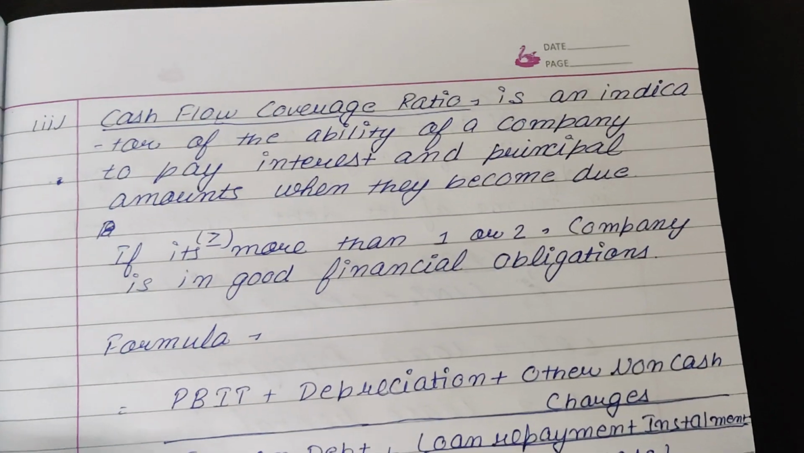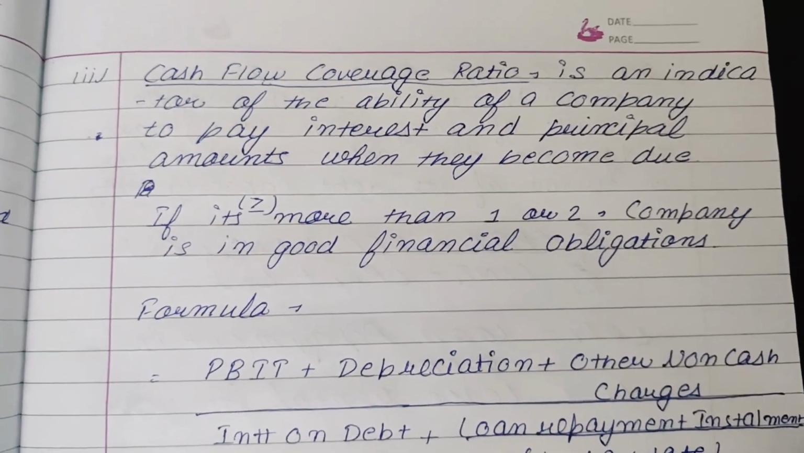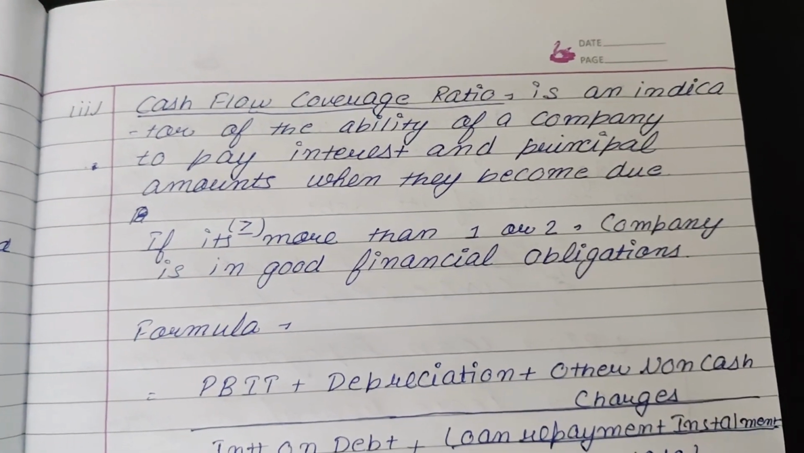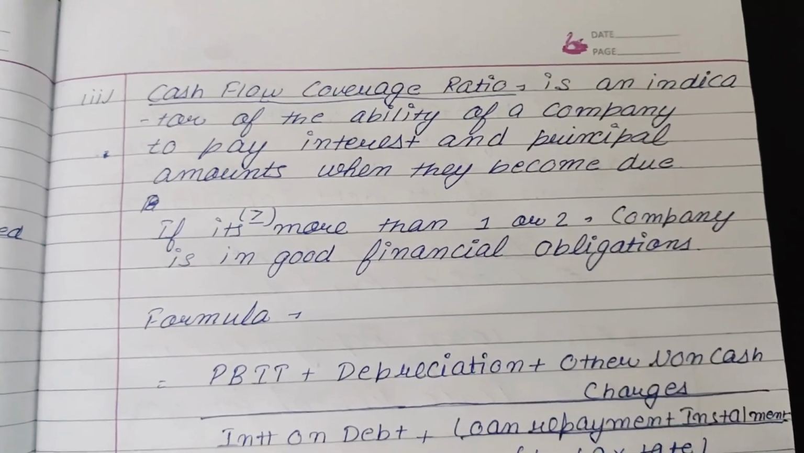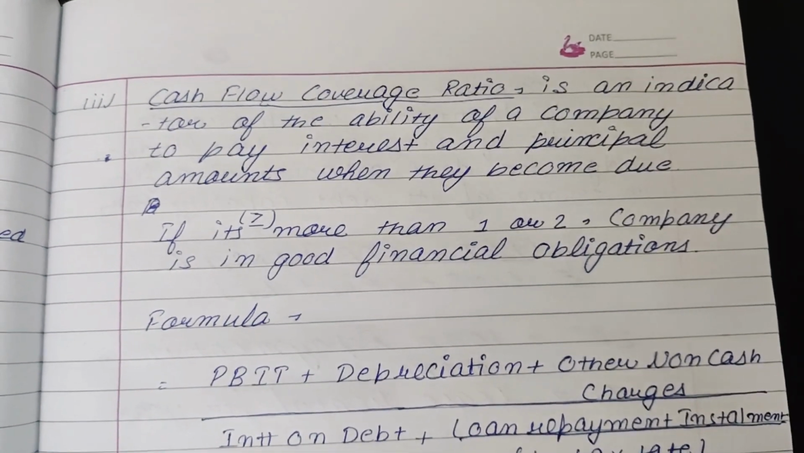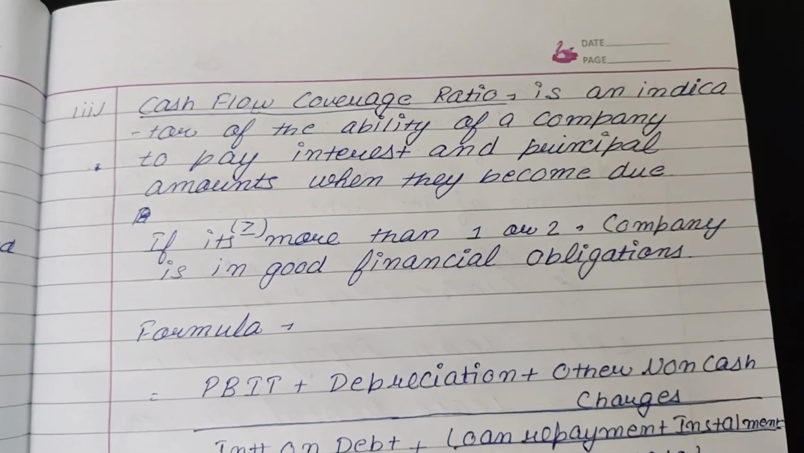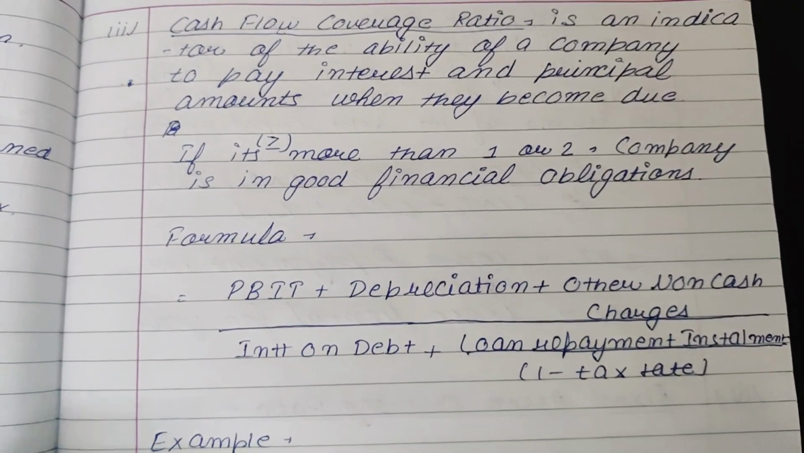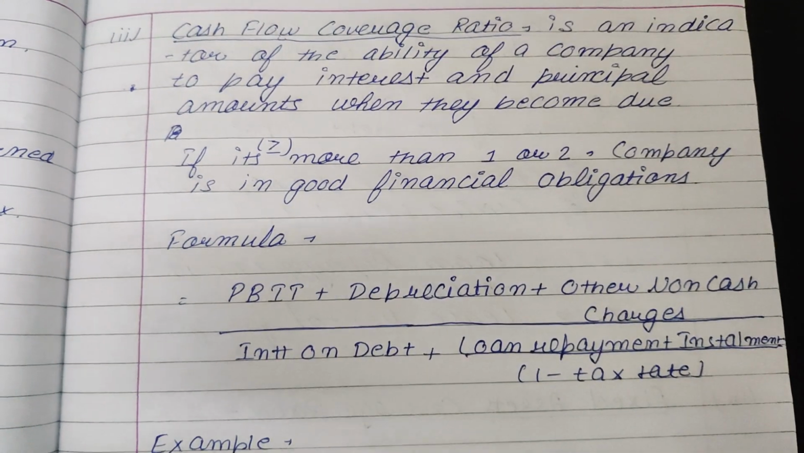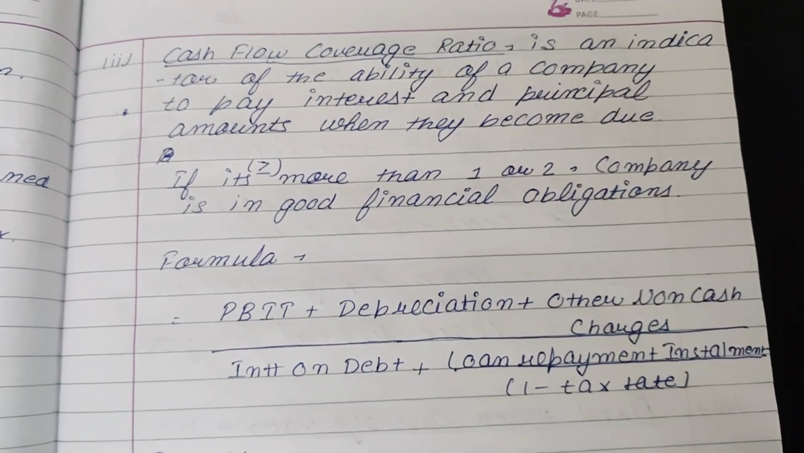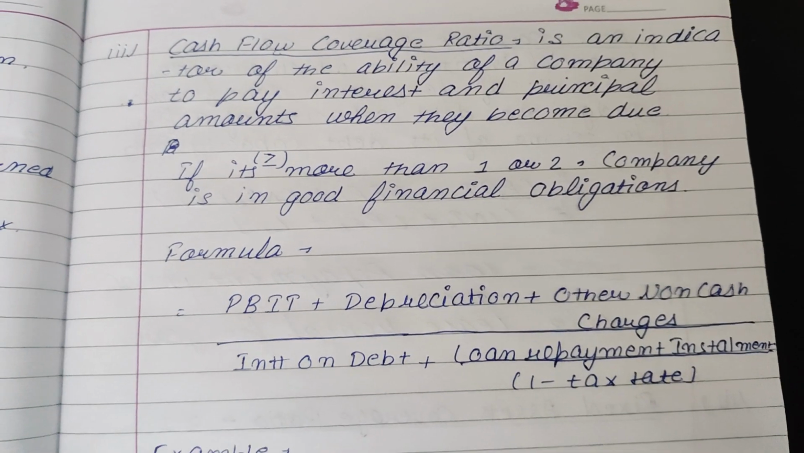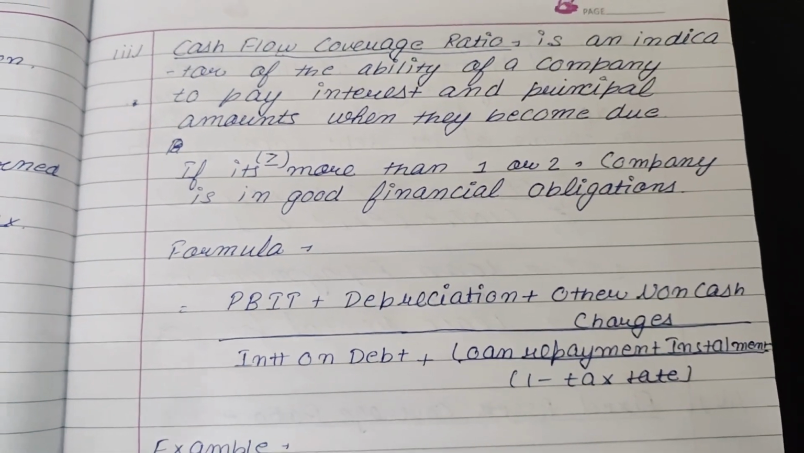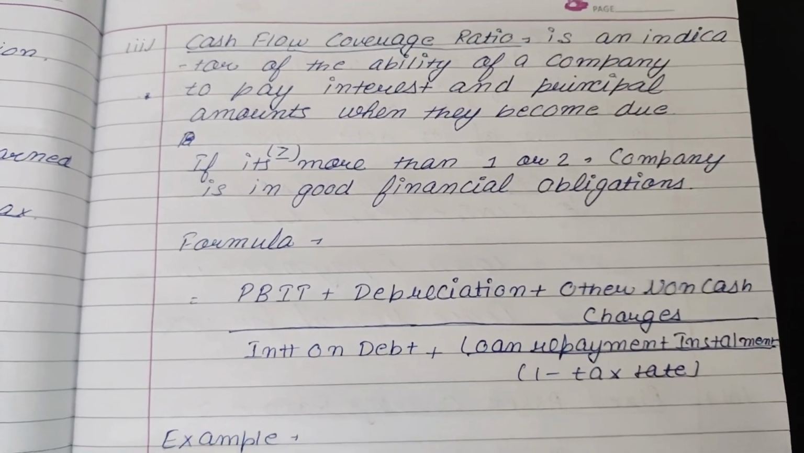Our next ratio is the cash flow coverage ratio. The cash flow coverage ratio is an indicator of the ability of the company to pay its interest and principal amount when they become due. If it is equal to or more than 1 or 2, the company is in a good financial position. We consider that the company can repay its interest and principal amount and has a good financial status.